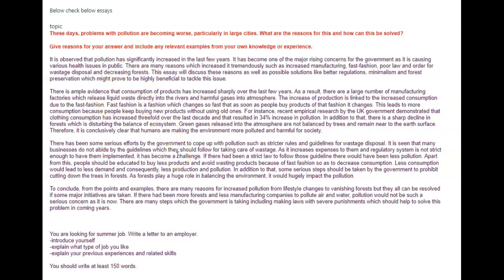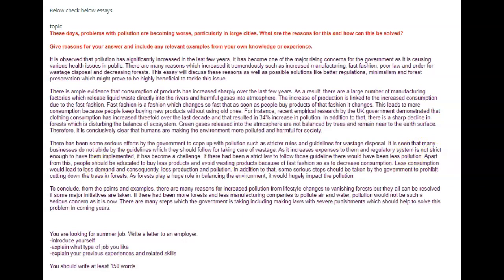Fine. Let's keep going. There have been some serious efforts by the governments to cope, not cope up. You don't cope up, you just cope. To cope with pollution, such as stricter rules and guidelines for wastage disposal. It is seen that many businesses do not abide by the guidelines which they should follow for taking care of wastage. As it increases expenses to them and regulatory systems are not strict enough to have them implemented, it has become a challenge.